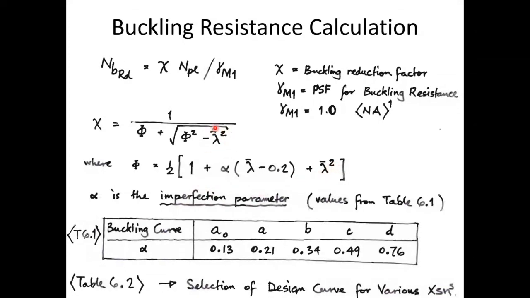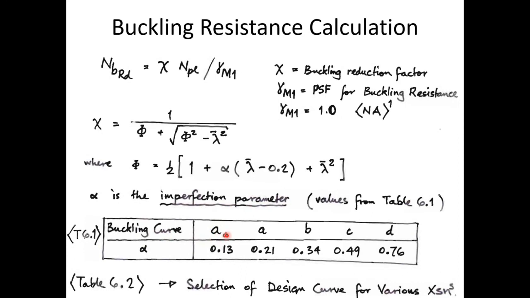So once we know what the normalized slenderness value is, which I showed you how to carry out on the previous page, we can substitute that in there. And the only thing that we're missing is this imperfection factor here, alpha. The alpha is the imperfection factor, so that's going to depend on what type of material we have, the cross-sectional shape, and so on. And there's a table 6.1 in the Eurocode 3 that helps us to get that.